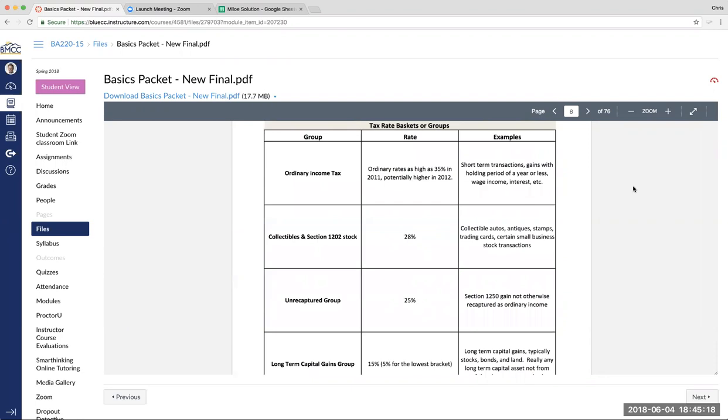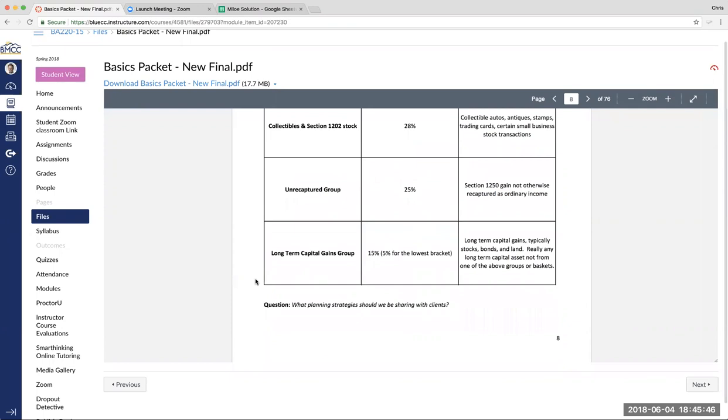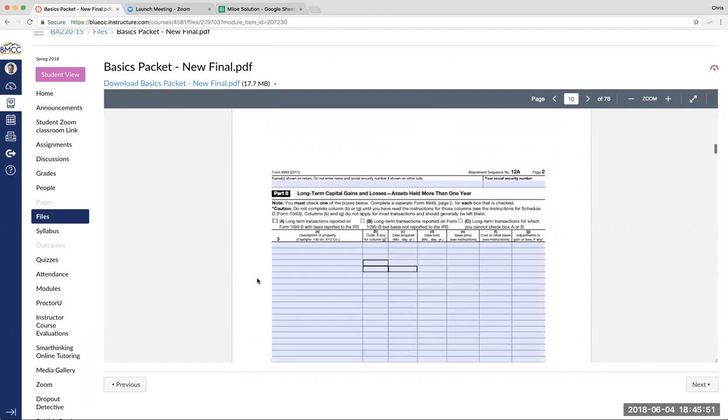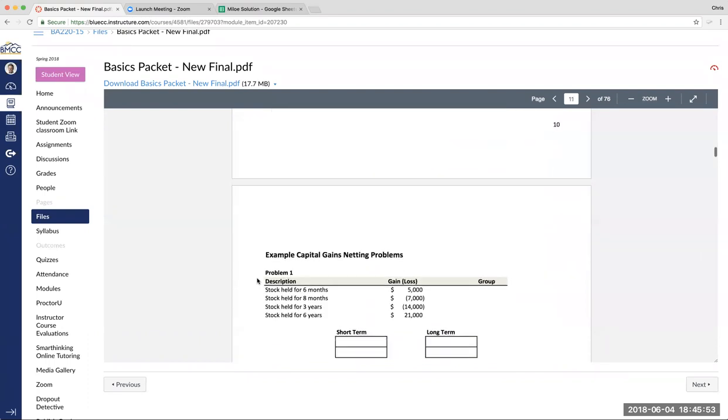The unrecaptured 25% group is an anomaly that I don't want to burden you with, really, but a long time ago there was some aggressive depreciation that was allowed on real estate, and the 25% rate comes up when you have unrecaptured depreciation from real estate that results in a gain. So that is what we mean by the preferred capital gains tax rates, and then also what we mean by the netting process.